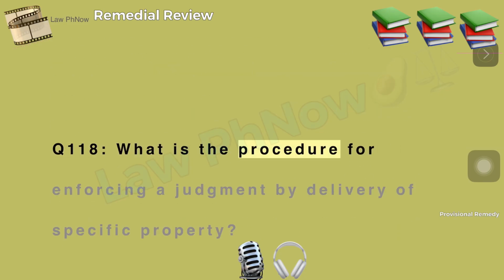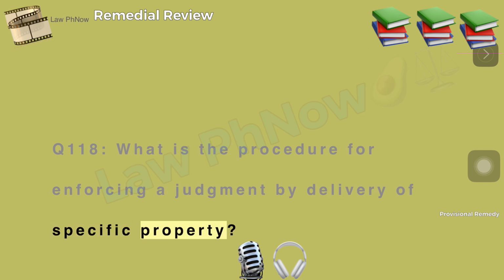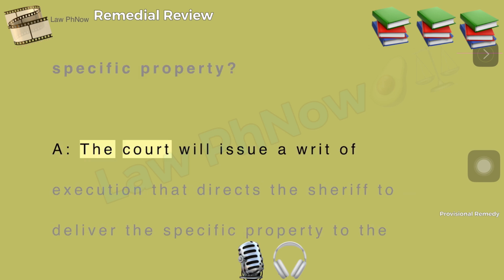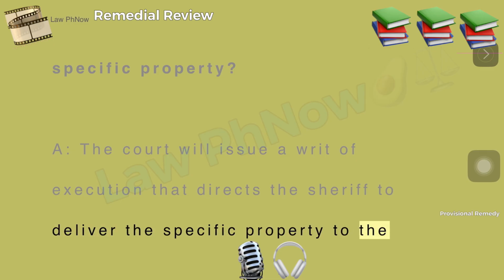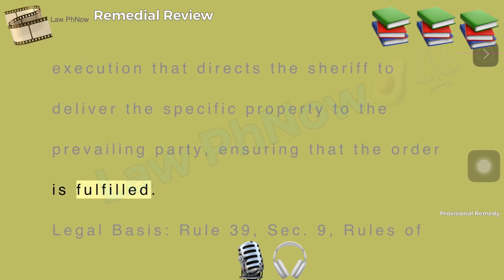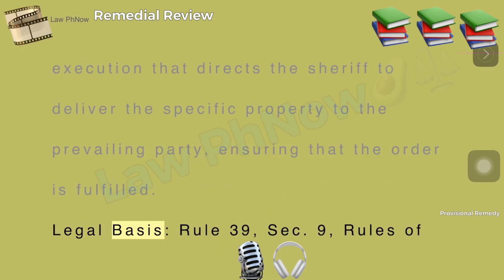Q118. What is the procedure for enforcing a judgment by delivery of specific property? A. The court will issue a writ of execution that directs the sheriff to deliver the specific property to the prevailing party, ensuring that the order is fulfilled. Legal basis, Rule 39, Section 9, Rules of Court.